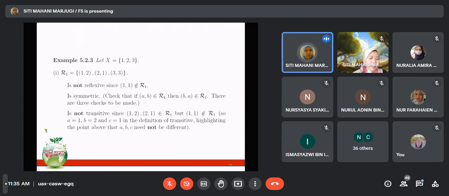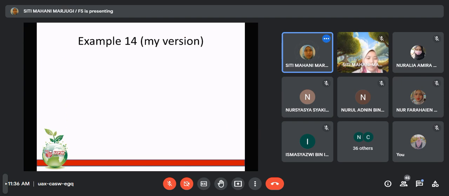Okay, ini pun ada give the example here. Okay, R1 is not reflexive. So kat sini we don't have the element 1, 1 in the R1. So this is not reflexive lah. Okay, in terms of symmetric, it is symmetric also. But in terms of transitive, 1, 2 to 2, 1, suppose we have 1, 1 here. Okay, so in this R1, we don't have 1, 1. So it's not transitive. Macam tadi lah saya terang.